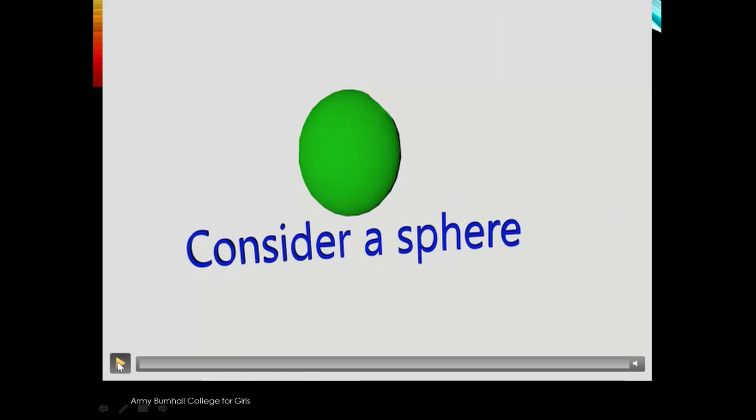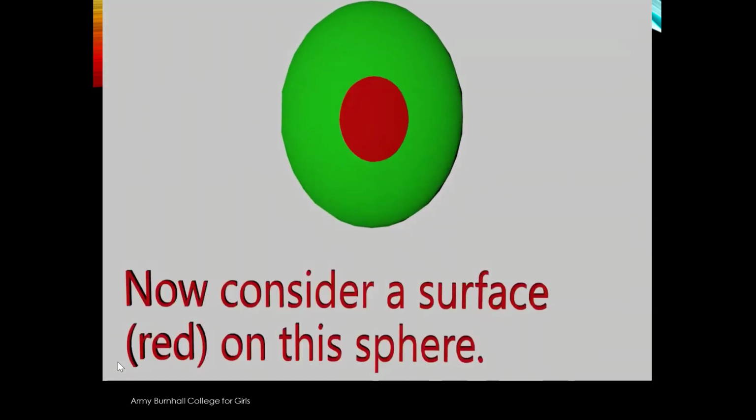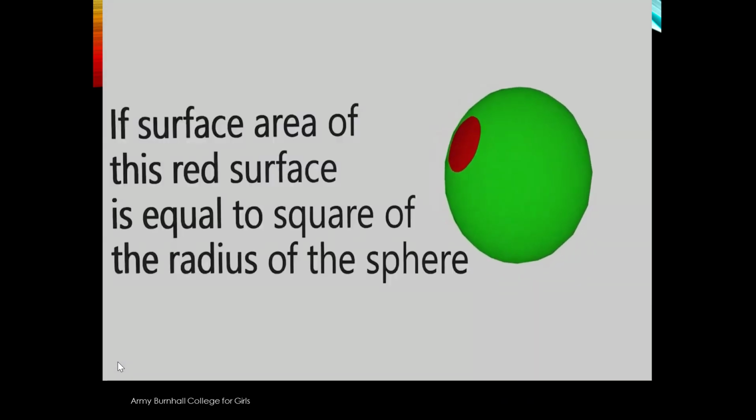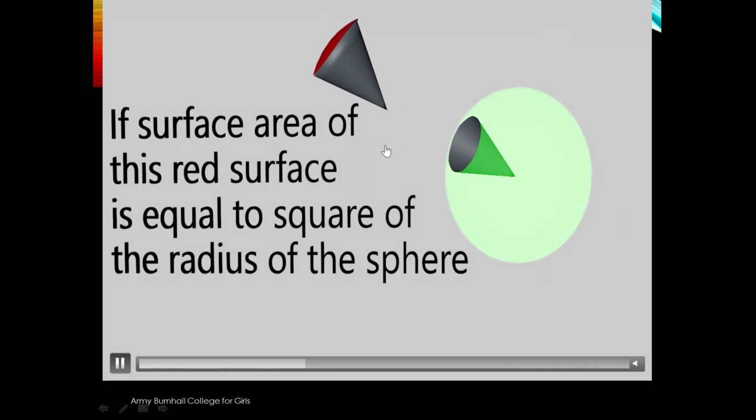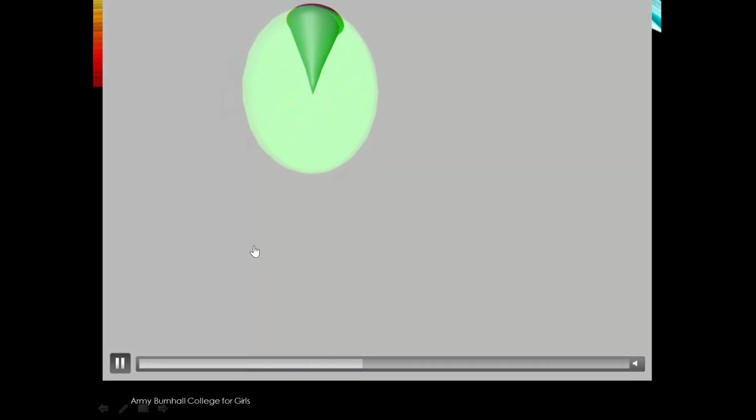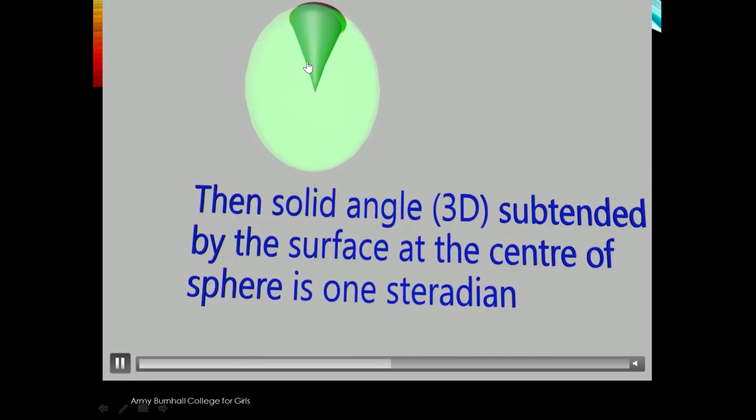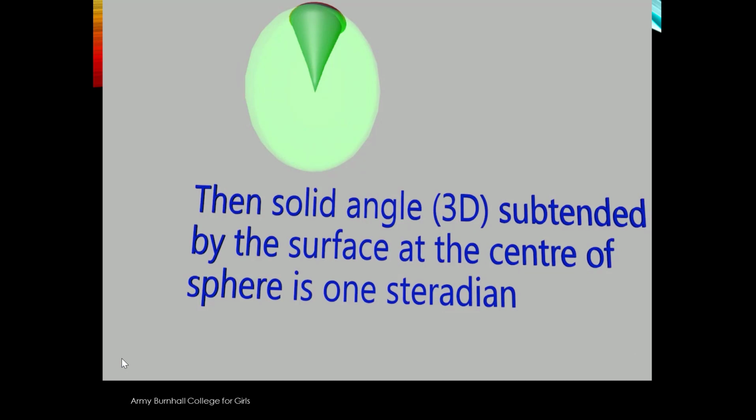Okay, so if we are going to consider a sphere, you can see a sphere is here just like a ball, and we are considering a surface area on that sphere. This red spot is indicating the surface area. This is having area equal to r square. Then we are cutting a slice out of this sphere. That angle subtended at the center will give you 1 steradian. Just like we are taking out a slice from a watermelon and we are taking that solid angle, 3-dimensional angle at the center, that will give you a solid angle.